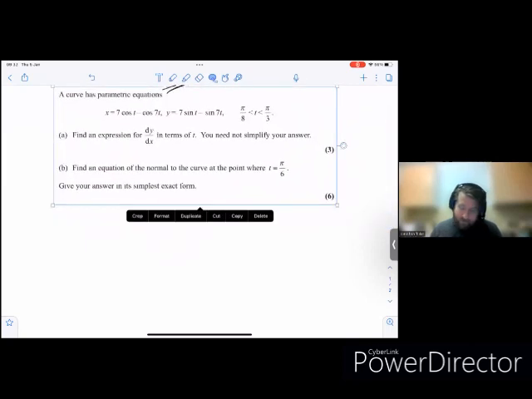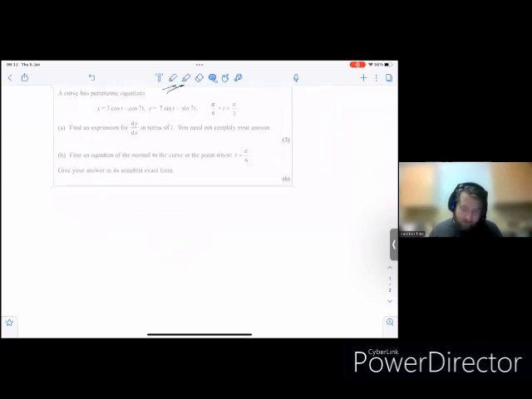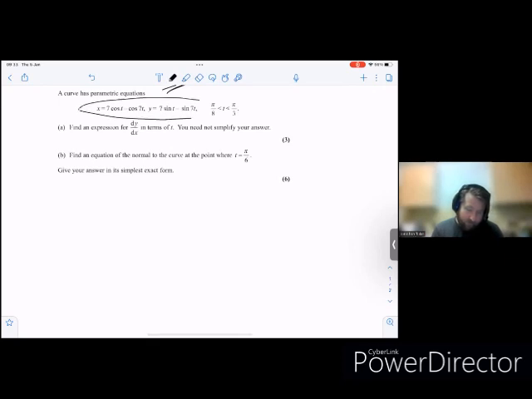Again, if you've not covered parametric equations yet, there's no harm in learning this now. It's absolutely fine to just learn the differentiation part of it first. Okay, so first of all, we've got this curve which has parametric equations. The parameter, which is where the word parametric comes from, in this case is t, and it's between pi over 8 and pi over 3.